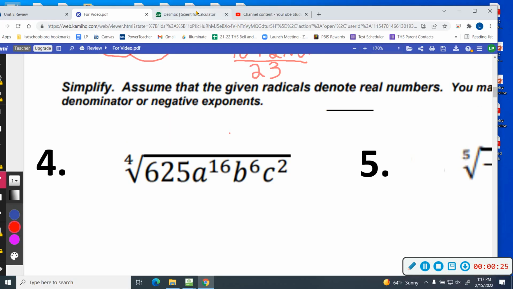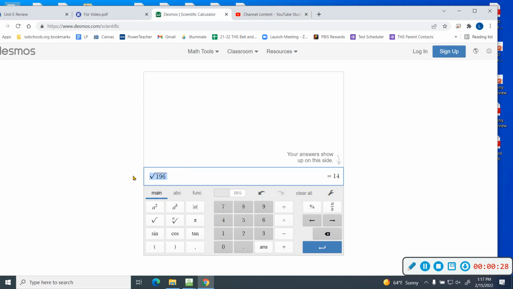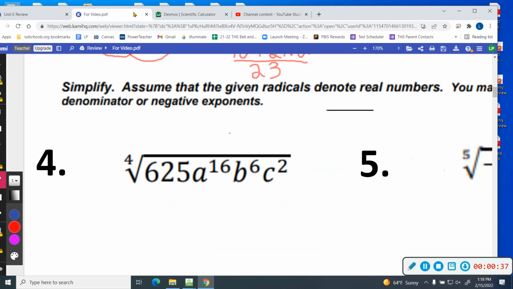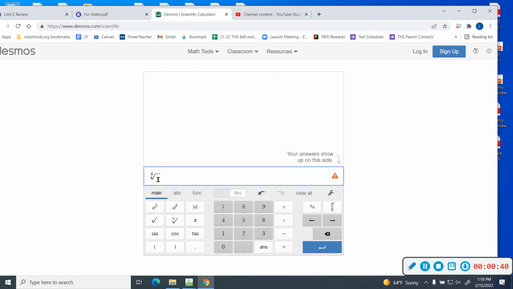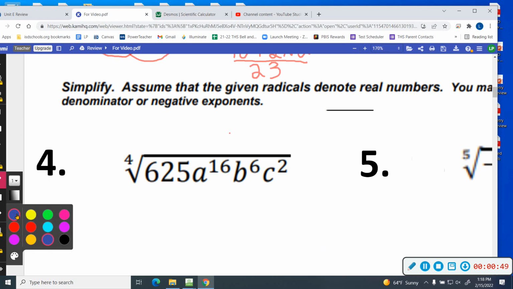First thing I would do is just go see, is that a whole number? So we're going to go nth root, and we're going to see the fourth root of 625. Let's see if that's a whole number. It is. 5 times 5 times 5 times 5 is 625. So that's pretty easy. That part right there is going to make a 5 on the outside. And so I'm going to put 5 on the outside, and whatever stays on the inside, I'll leave here.